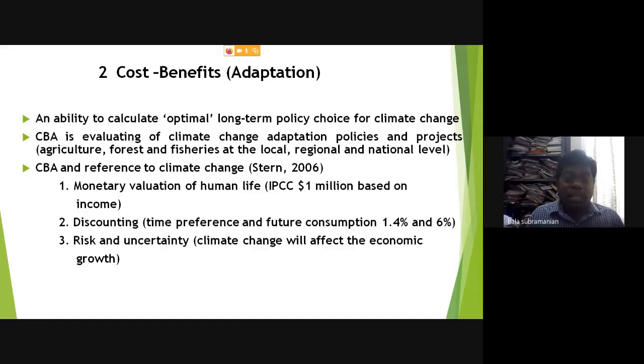Still, very few countries have climate policies. For example, Australia has a climate policy. Italy has a climate policy. So very few developed countries have climate policies.